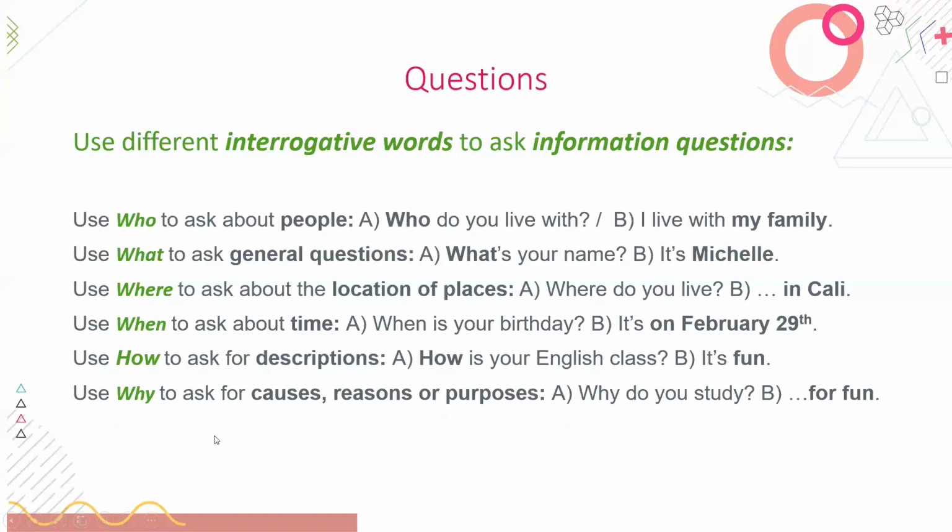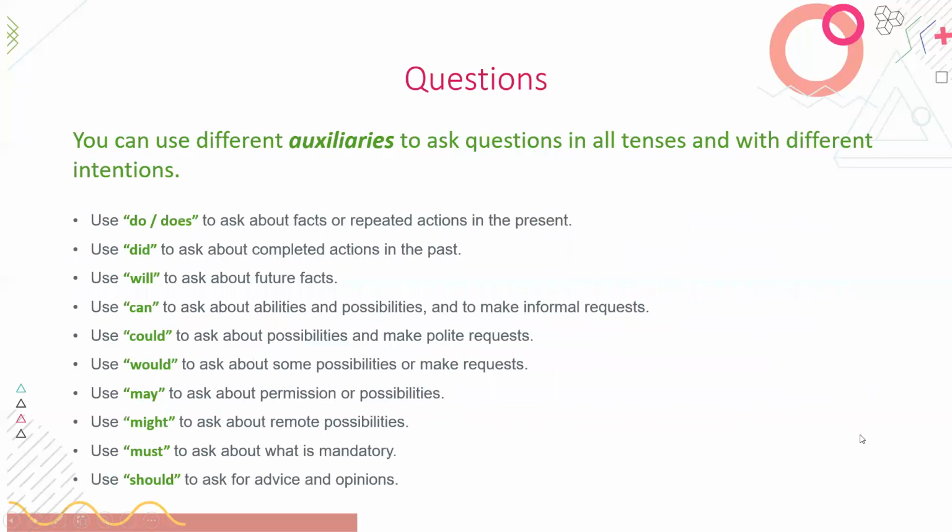Use how to ask for descriptions. How is your English class? Fun. It's fun. Use why to ask for causes, reasons, or purposes. Why do you study? For fun. You can use different auxiliaries to ask questions in all tenses and with different intentions.